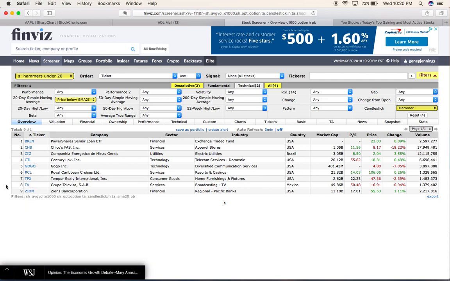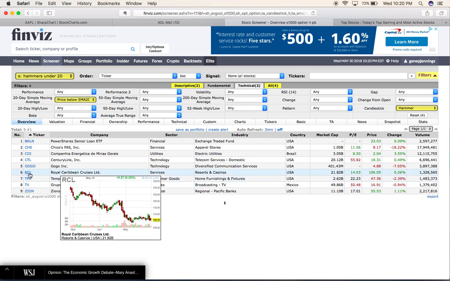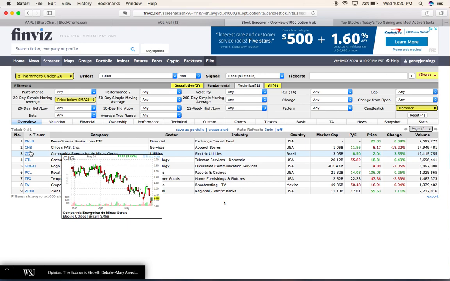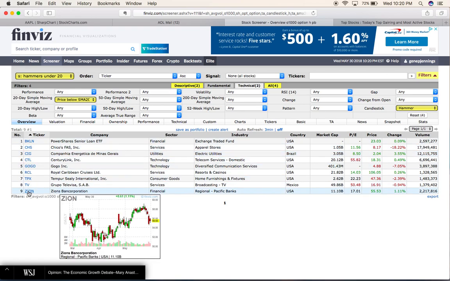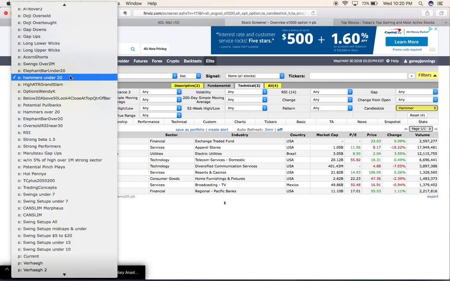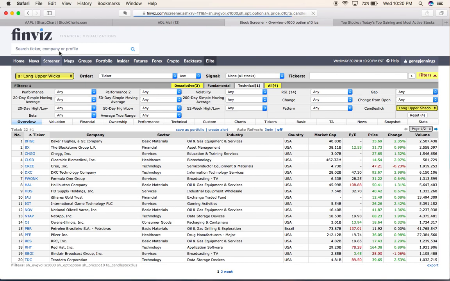You see there are 9 stocks that pop up with hammers. We looked at this in the past, but just look over the charts, take a look at them. If you see anything you like, you write it down, make a note of it. Stocks with long upper wicks, I've got that in here.